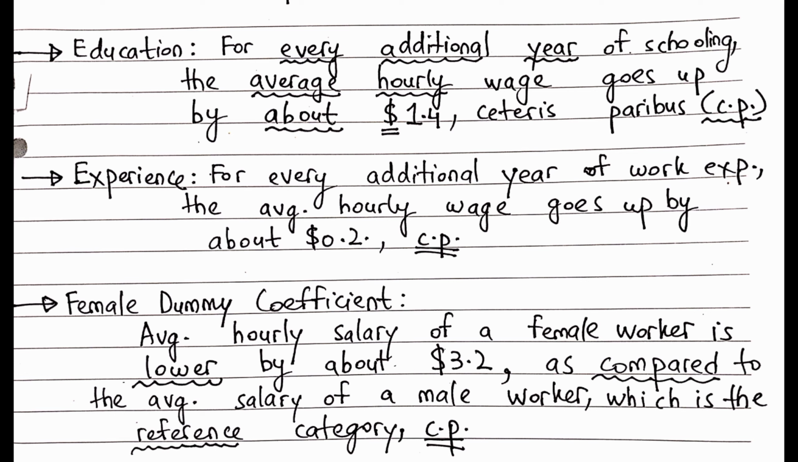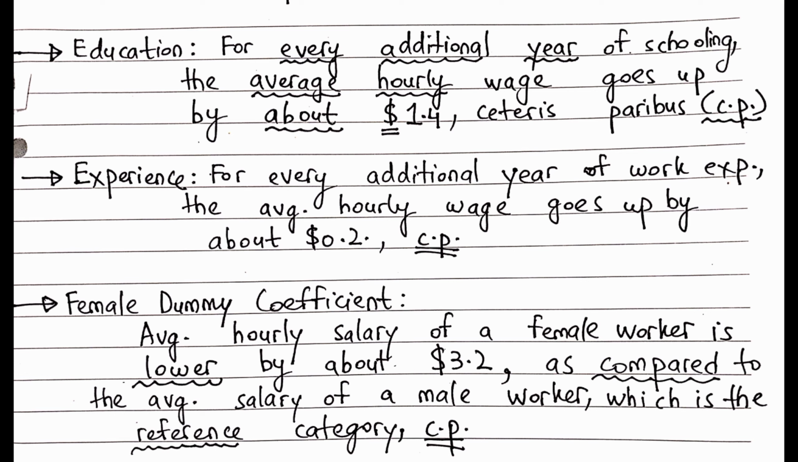Now notice that I have used the words average and about because these are the keywords which you should not forget. And the same keywords have to be included in the comment on the experience coefficient. As far as the interpretation of the dummy coefficient is concerned, you also need to remember some additional words such as lower or higher depending on the reference category which you are comparing with. So in our situation, we can see that the average hourly salary of a female worker is lower by about $3.2 as compared to the average salary of a male worker, which is the reference category, keeping all other things equal.